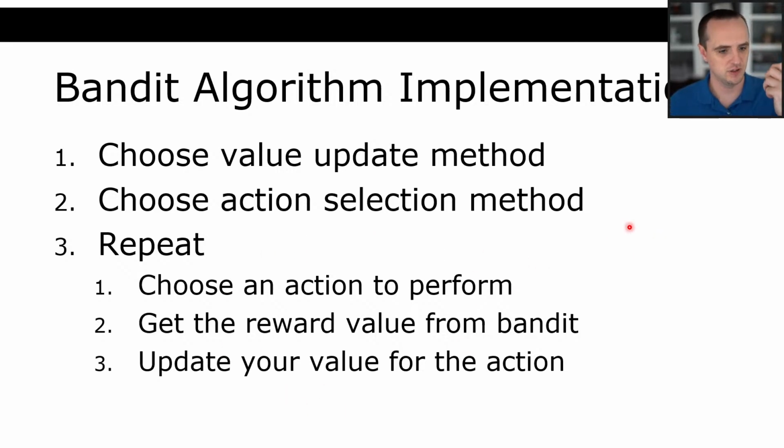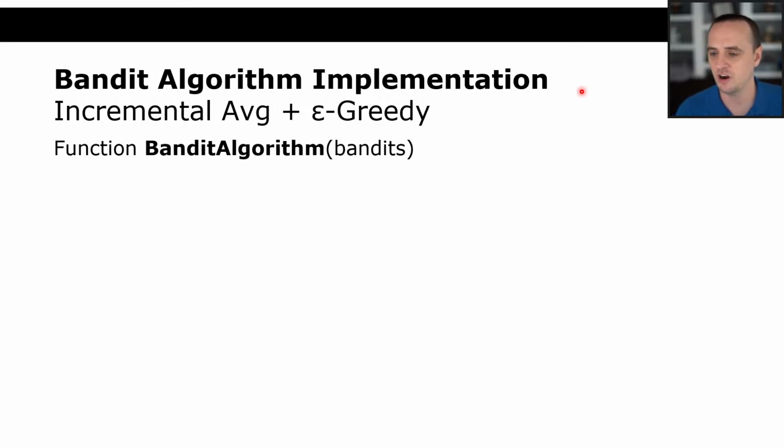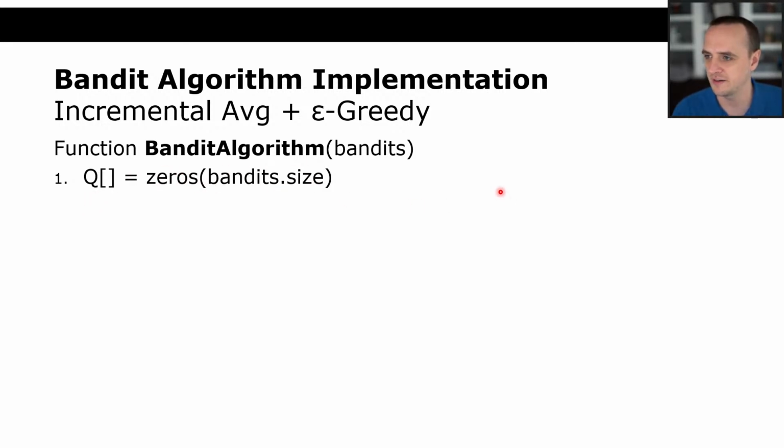Pull a slot machine, see what we get, do the math to update our value, choose an action, see what we get, do the math to update our value. That just repeats forever. So here is the pseudocode for that. Say we want to do incremental average with epsilon greedy action selection. So here is our Bandit algorithm. We've got some number of bandits there. Let's say that bandits is like an array of slot machine objects or something like that in our code. So our initial Q array is going to be all zeros, and it's going to be equal to bandits.size.